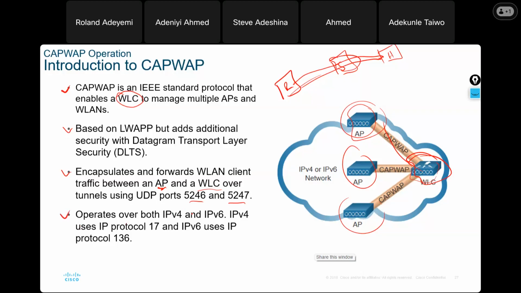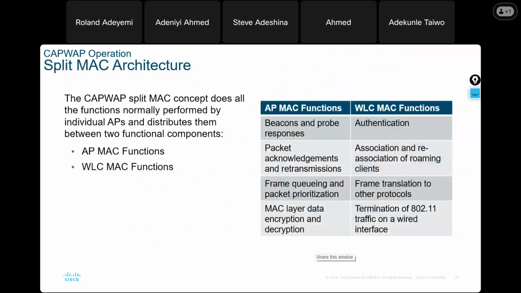So it operates over both IPv4 and IPv6. IPv4 uses IP protocol 17, and IPv6 uses IP protocol 1. So why do they always mention all these port numbers? In case you are using a firewall, you make sure that these port numbers are not blocked. If they are blocked and you are implementing this technology, it is not going to work. So if you lock down every port, you must go and specifically open all these ports if you know you want to use CAPWAP technology, or you want to deploy something that is based on that.